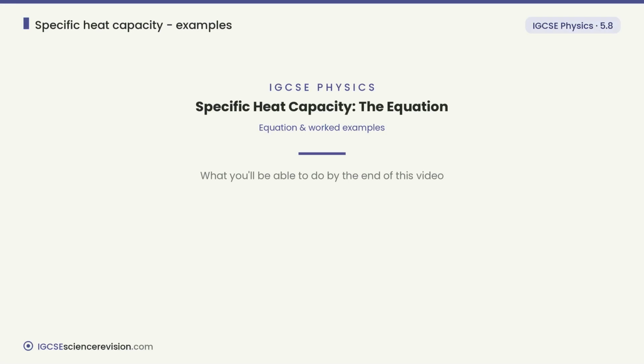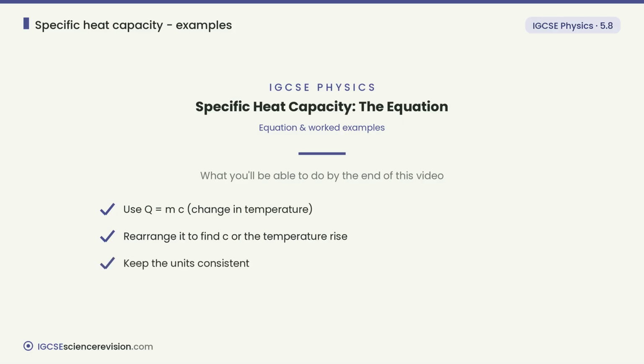This is the worked examples video for specific heat capacity. By the end, you'll be able to do three things. First, use energy equals mc times the temperature change. Second, rearrange it to find C, or the temperature rise. And third, keep the units consistent.